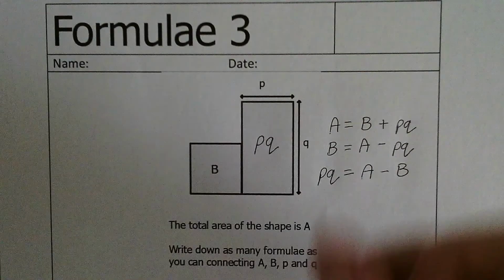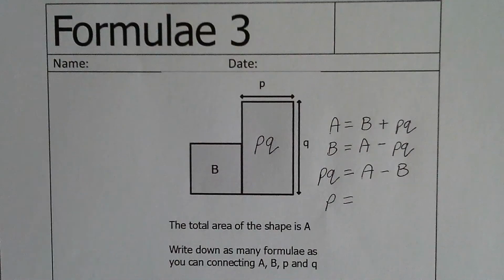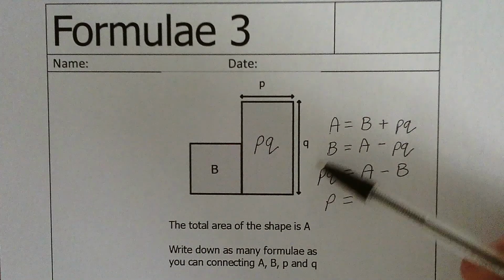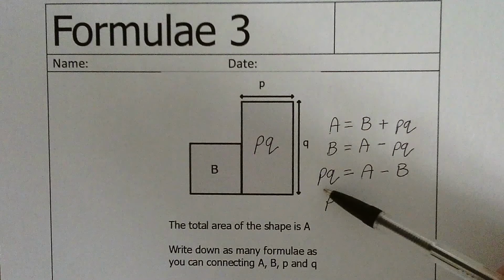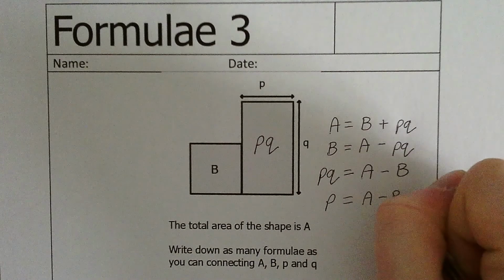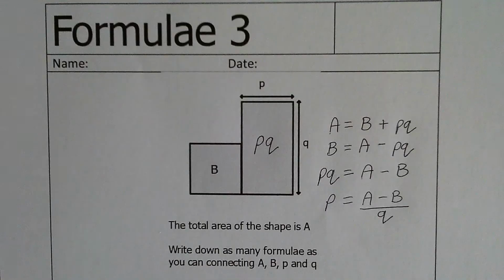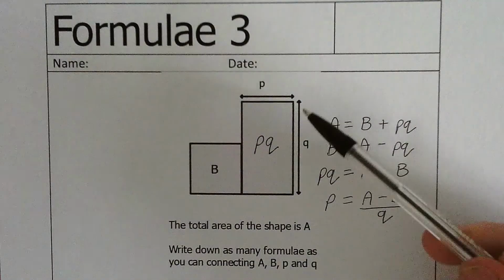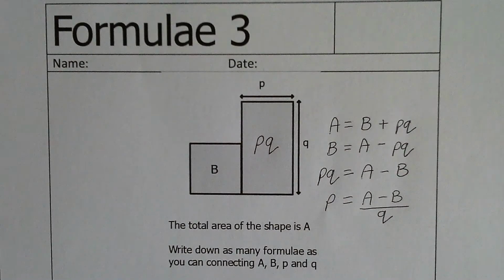I can also now get a formula that has P as the subject. To do this, I'm looking at the formula above it. What would I need to do to get P by itself on this side of the formula? I would have to get rid of the multiply by Q. So what would I need to do to both sides of the formula? We would need to divide both sides of that formula by Q. So if I wanted to get the base of the rectangle by itself, I would have to do the whole area, take away the area of the square, and then divide that by the height of the rectangle.